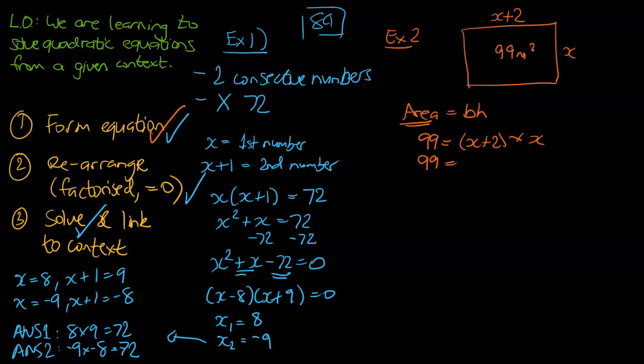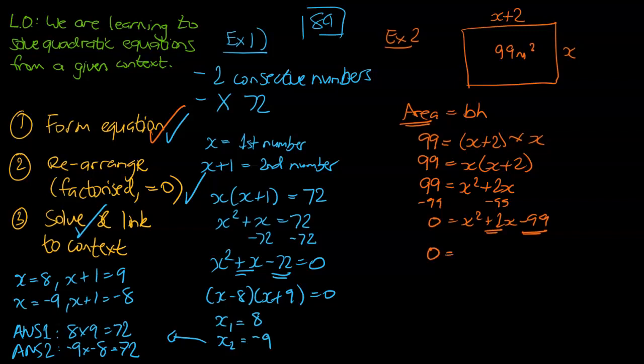So 99 is going to be equal to x and then x plus 2. So that's just really making it look a bit simpler. We then go ahead and expand it. So 99 is equal to x squared plus 2x. We can then do minus 99 minus 99. So 0 is equal to x squared plus 2x minus 99. From there, we go ahead and factorize. So what numbers multiply to negative 99 and add to positive 2? In this case, I'm thinking it's going to be positive 11 and negative 9.